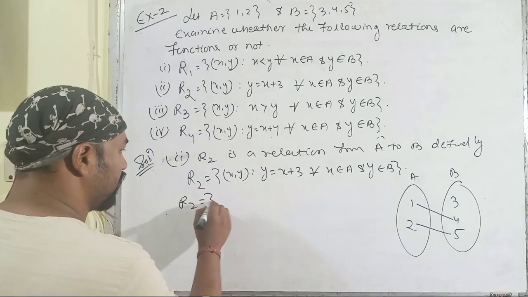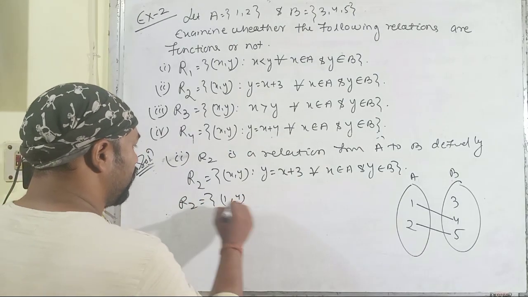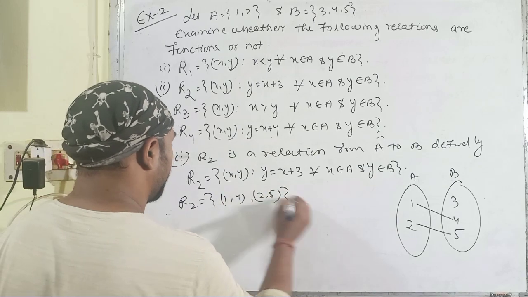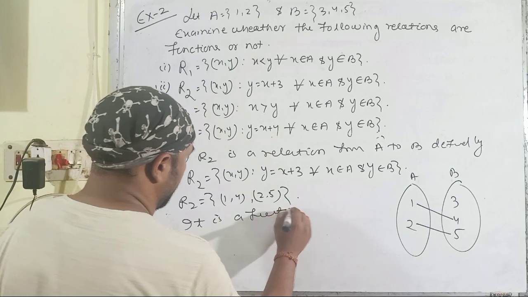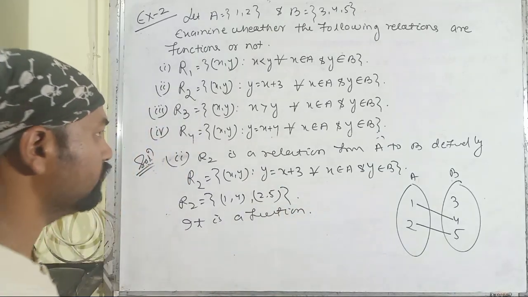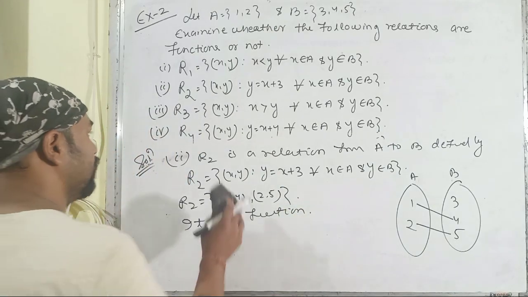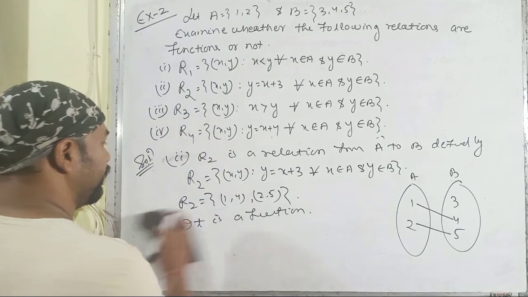So here R2 is equal to {(1, 4), (2, 5)}. It is a function. Then similarly, moving on to the third part here.